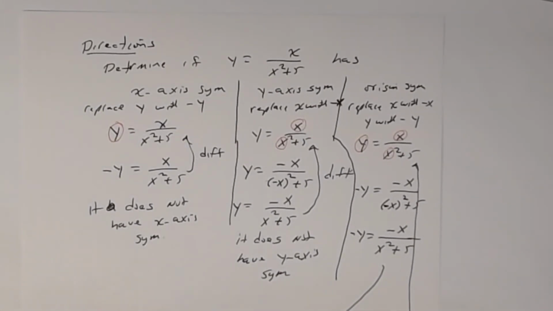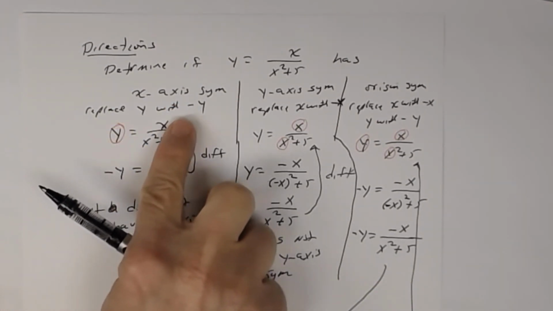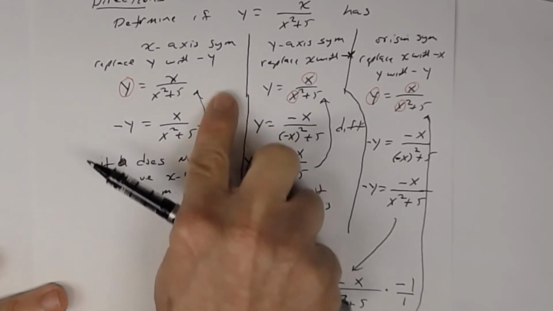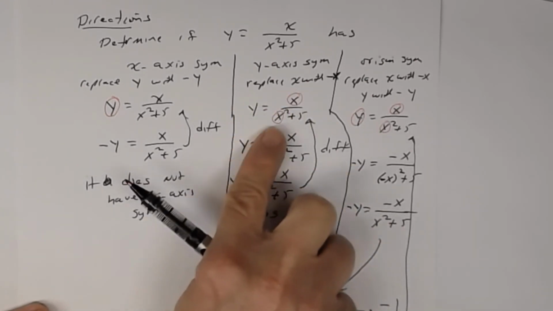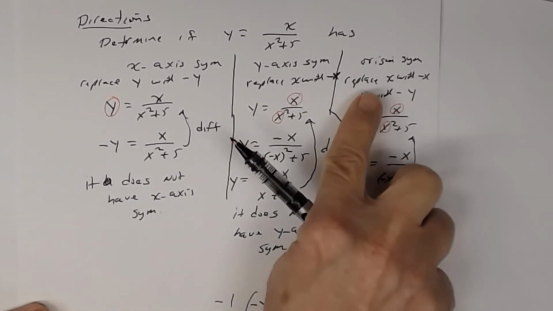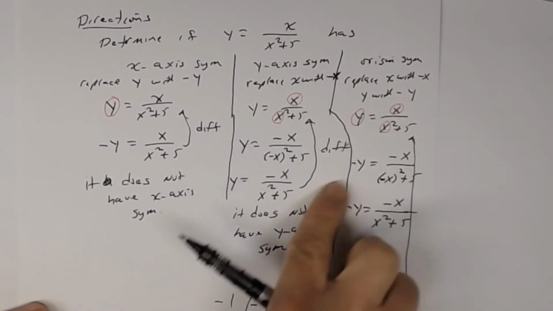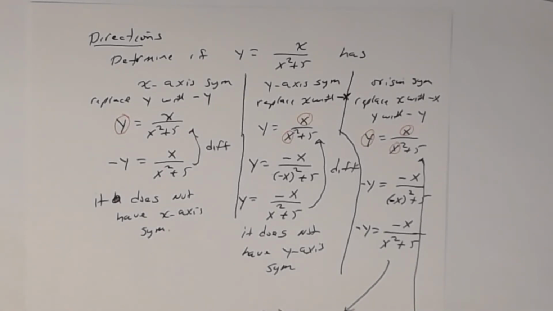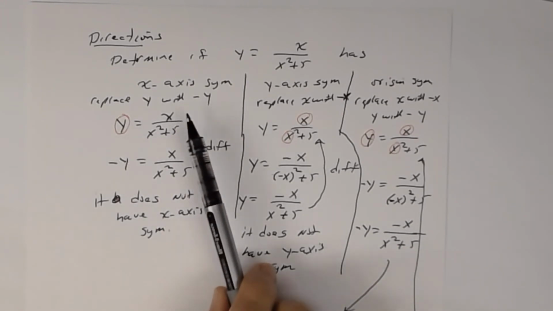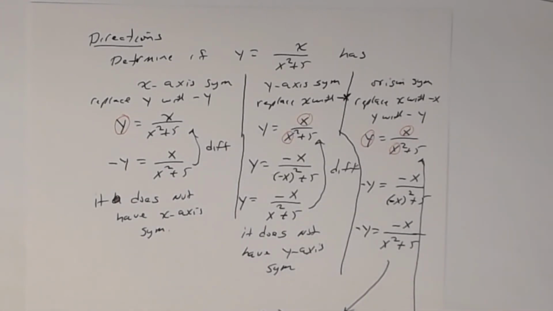All right? And that's what you do. So to test for symmetry with respect to the x-axis, you replace y with negative y. Do all the work and then see if they're the same or different. Y-axis symmetry, replace x with negative x. Do the same thing. Origin, you do both. X with negative x, y with negative y. Do all the work and then compare. And that's all this is. All right, that's all you do for testing whether a relation has symmetry with respect to the x-axis, the y-axis, or the origin.